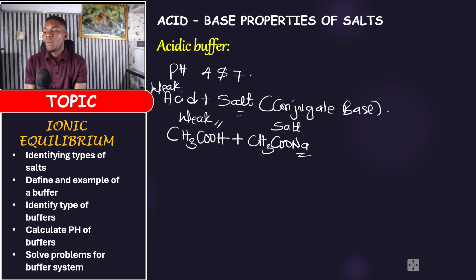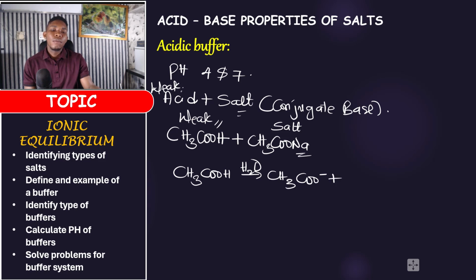Now, what actually happens in this reaction? Both acetic acid and sodium ethanoate will hydrolyze in water, right? Now, when they hydrolyze in water, this is going to give us CH3COOH. If this one hydrolyzes in water, it's going to give us CH3COO negative plus what? Plus H plus.